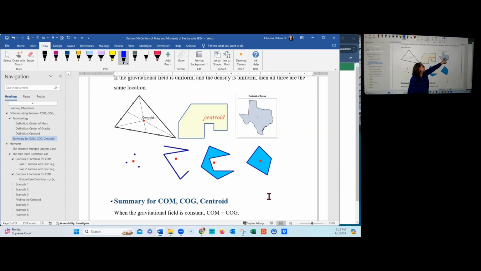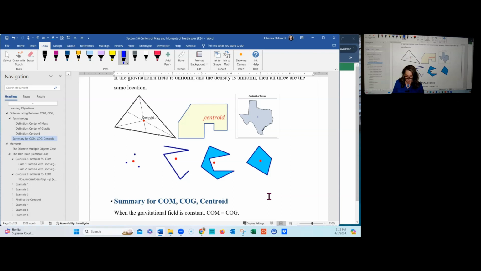There is actually a town in Texas that is in the geometric center of Texas, as computed by computers. And then notice here as well that we can have a geometric center that is not in fact on the shape, just as we had a center of mass that was not on the shape.